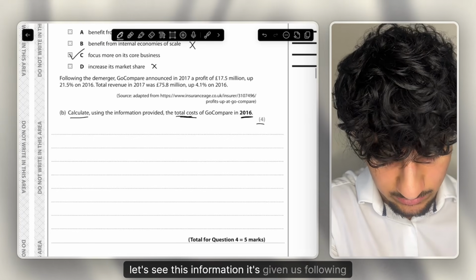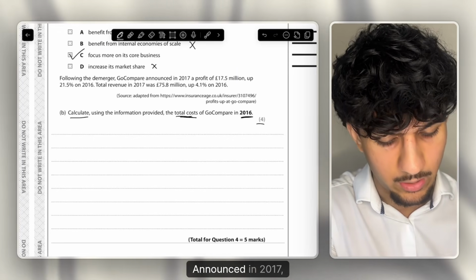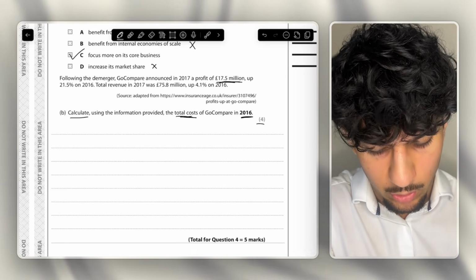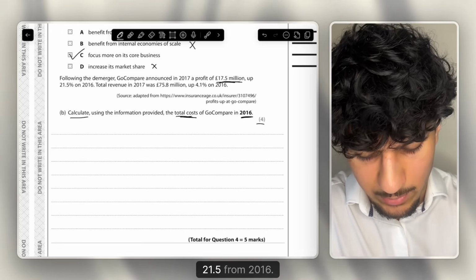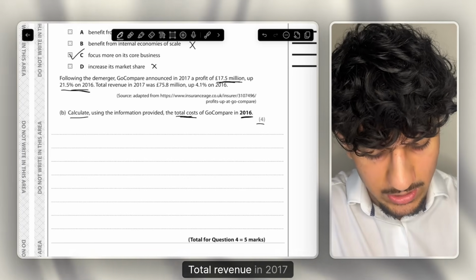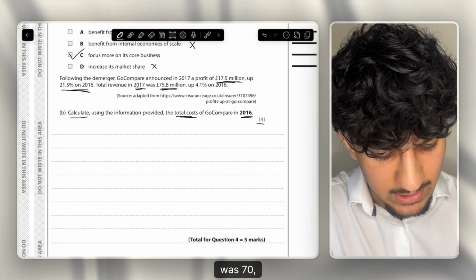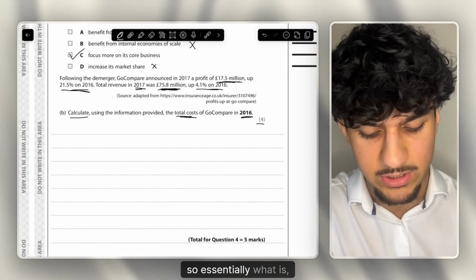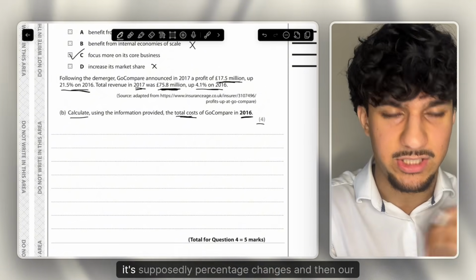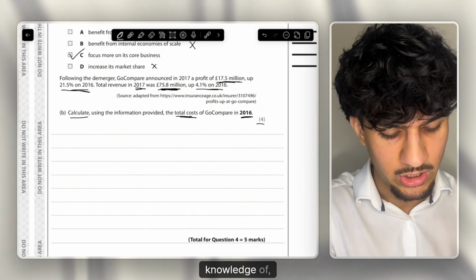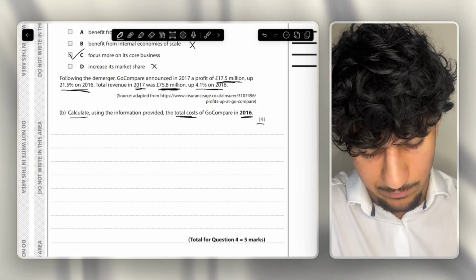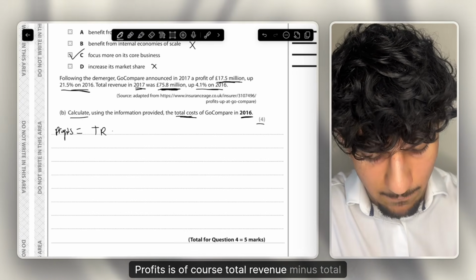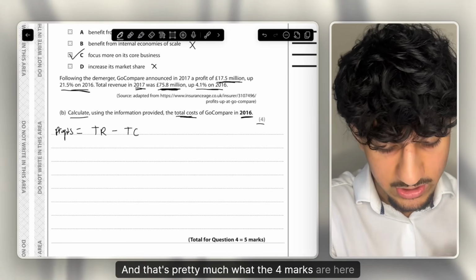Okay, let's see the information it's given us. Following the demerger, GoCompare announced in 2017 a profit of 17.5 million, up 21.5% from 2016. Total revenue in 2017 was 75.8 million, up 4.1% on 2016. So what this is assessing is firstly percentage changes, and then our knowledge of the formula for profits. So how do we calculate profits? Profits is, of course, total revenue minus total cost, and that's pretty much what the 4 marks are here for.